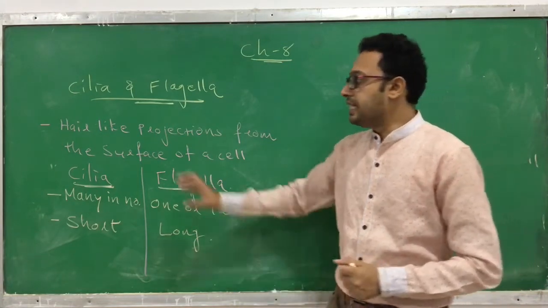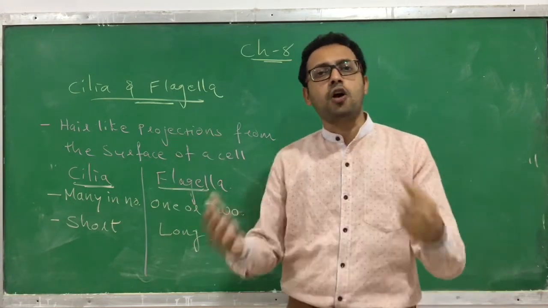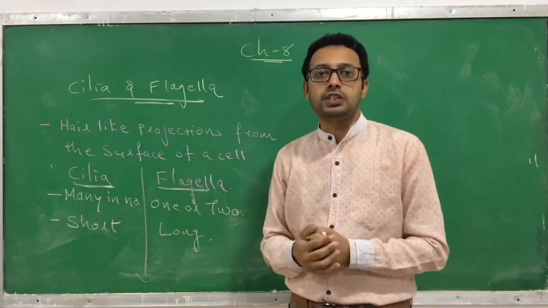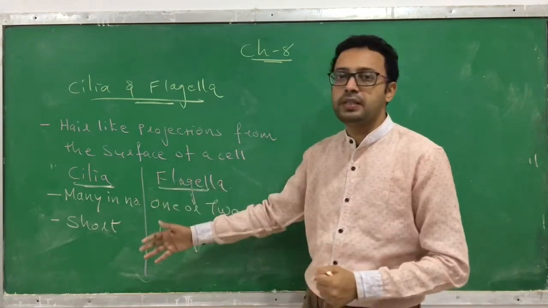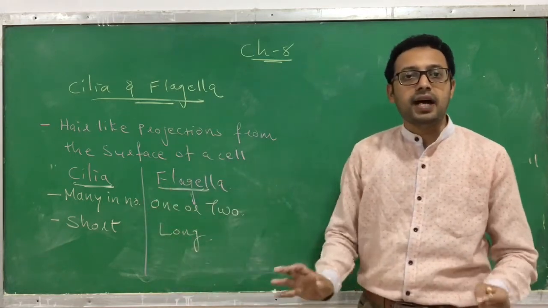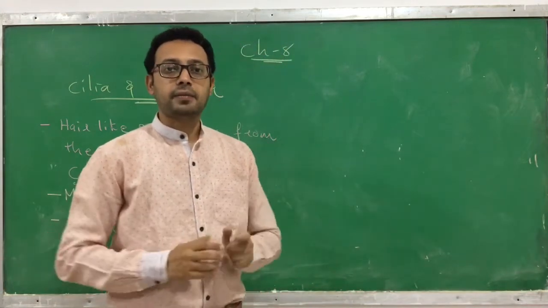Okay, now cilia and flagella both have a mostly common structure. You can say common structures. So we will discuss the cilia and flagella as a common structure. Whatever the differences between the cilia and flagella have been discussed over here. Otherwise, structurally the cilia and flagella are similar.